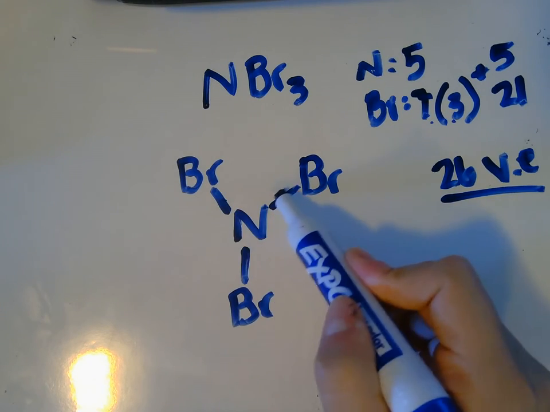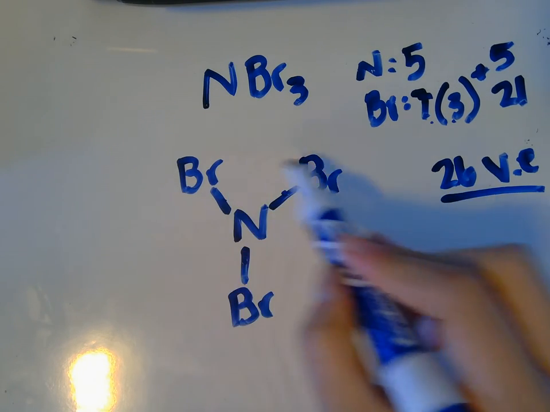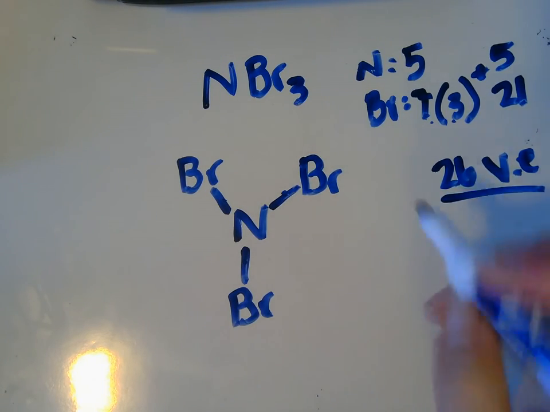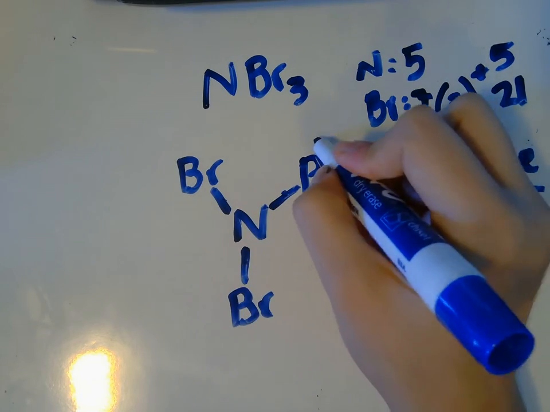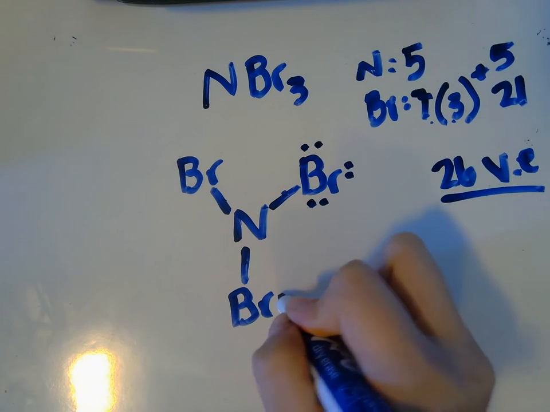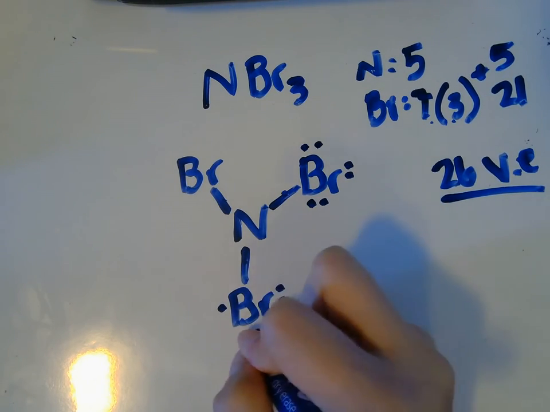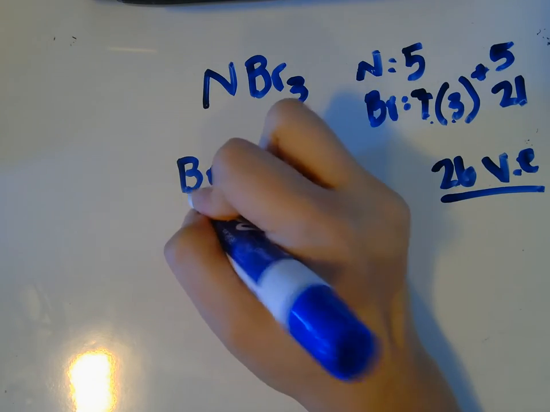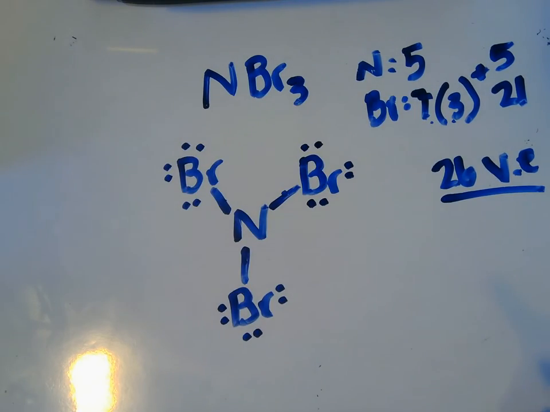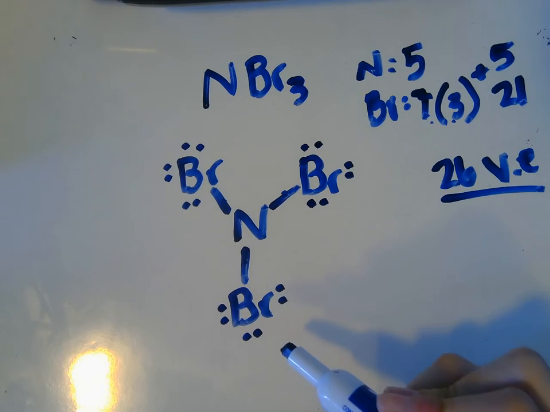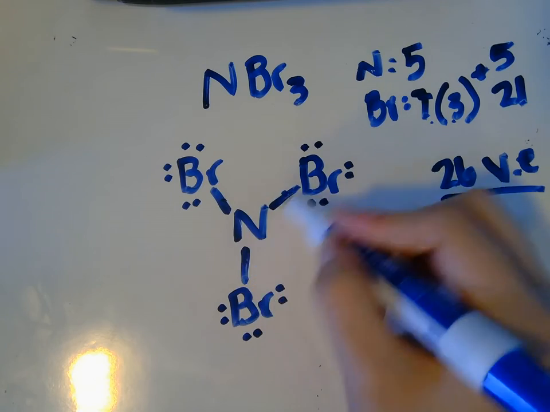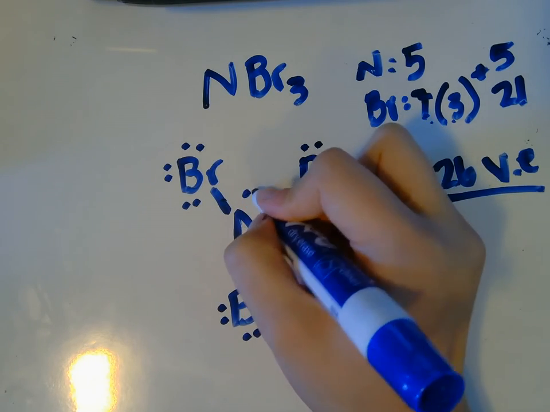I already drew 2, 4, 6. So let's draw them around my bromines that really do need valence electrons because they're not happy right now. They only have 2. So I have 2, 4, 6, 7, 8, and so on up to 24. So I filled out each one. I'm at 24. The only other place I can put valence electrons is in my central atom that only has 6. So 24, 25, 26.